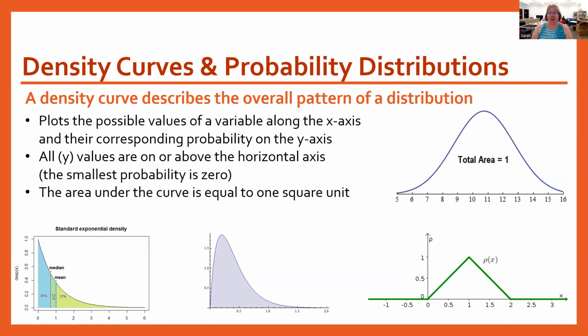All of our y values, or all of our probabilities, are either on or above this horizontal axis. That's because the smallest a probability can be is 0. So you don't have negative probabilities, those aren't defined here, and we can't have anything that drops below that axis. And then the last point here is something about the way that we define these curves. We define these curves such that if you add up the area underneath that curve, it's always going to add up to 1 square unit. That would be equivalent to 100% probability.